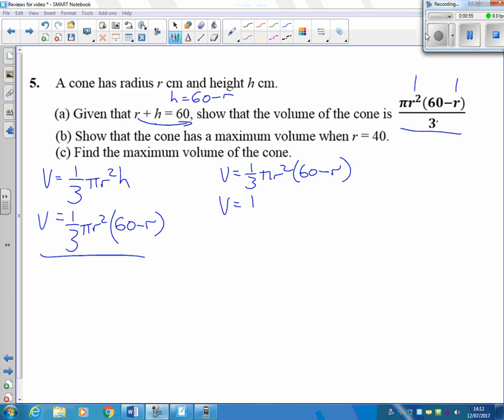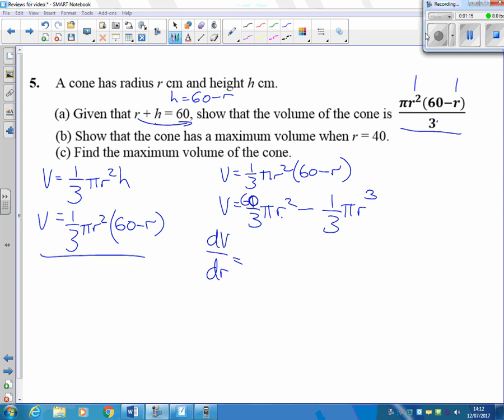We're going to need to differentiate this thing. So I think we're going to need to multiply this out. That times by 60 gives us 60 out the front here. Take away 1/3 pi r cubed. And we're now going to try and differentiate this. Don't worry about the pi's, they're just numbers.